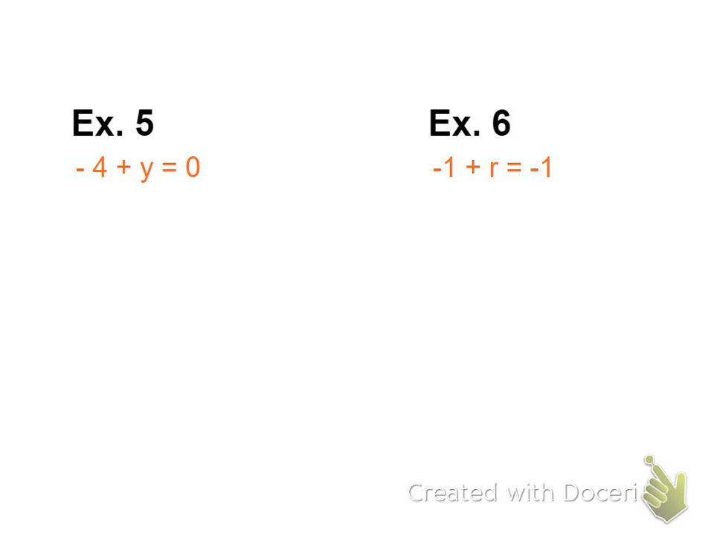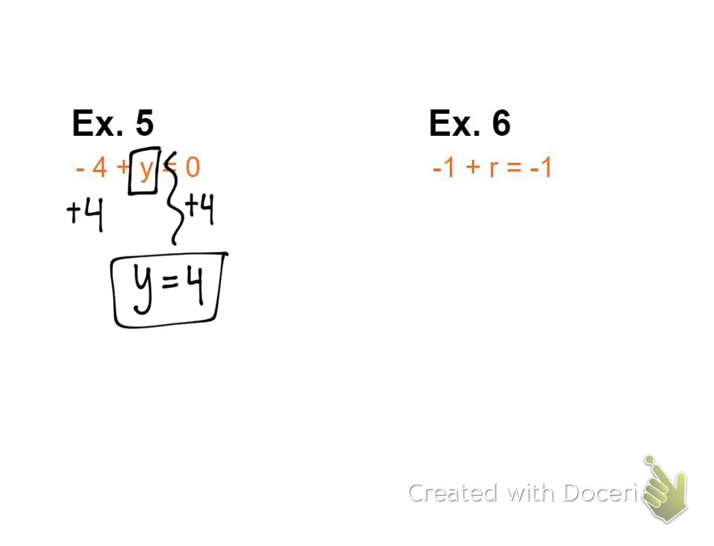All right, number 5, what are we getting alone? The y. What do you think we need to do? Good. We need to zero out a minus 4, or negative 4. So to cancel it out, we have to add 4, but we have to do it to both sides. So we end up with y equals a positive 4.